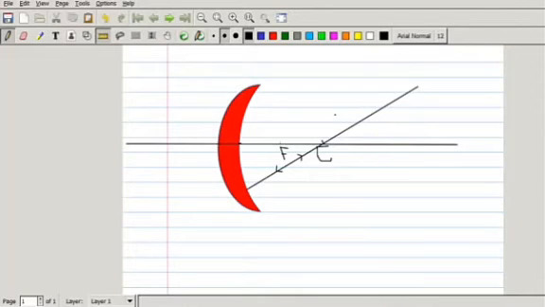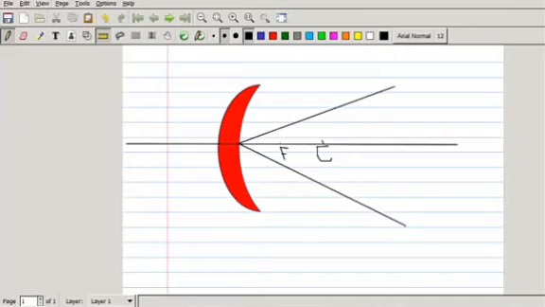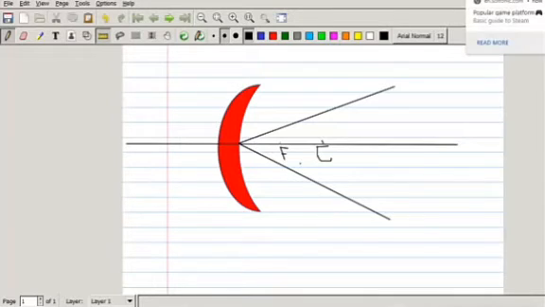Now, another rule. The light ray which impinges the mirror at the pole will be reflected like this. That is, it will have the angle of incidence equal to angle of reflection. These are the rules we should know while drawing ray diagrams. Now let us see some ray diagrams.